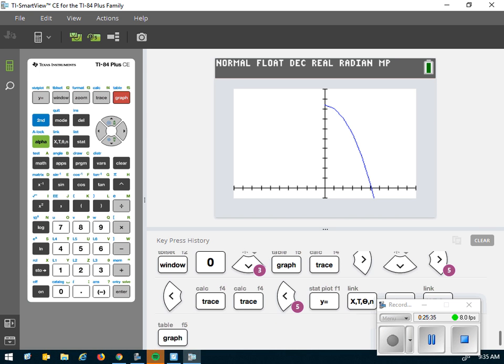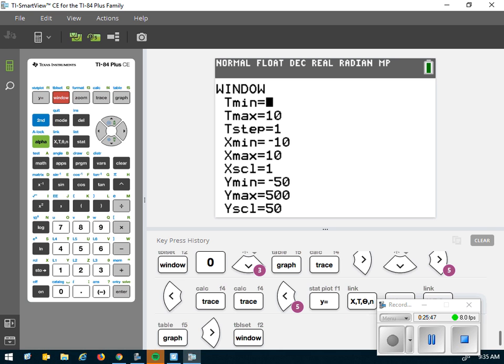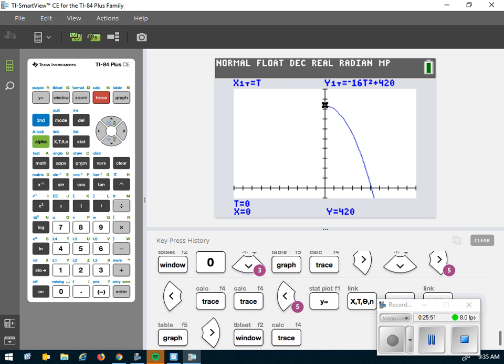Now it looks like the function one, doesn't it? Now let's trace and see what we get. Wait a minute. Am I in function mode? Yeah. There we go. Now just trace, look at the numbers, just see what happens.